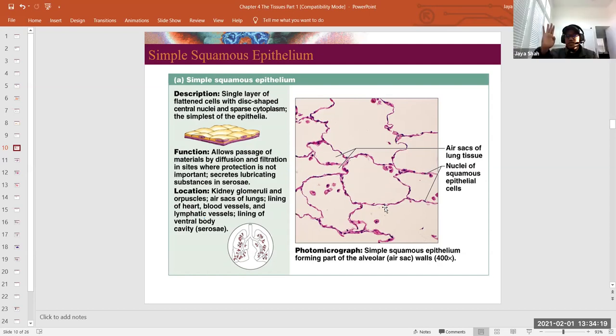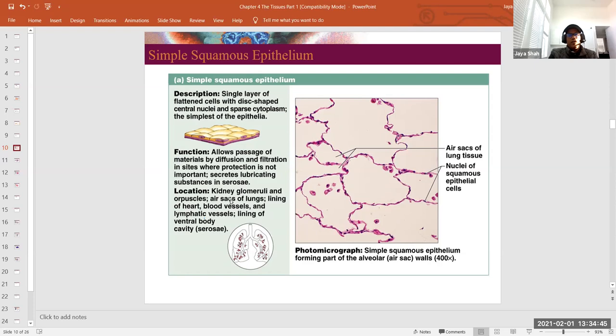Epithelium has three types: epithelium, endothelium, and mesothelium. This is endothelium, yes, because it is inside your body cavity, good. Its function allows passage of material by diffusion and filtration in sites where protection is not important, and it secretes lubricating substance in serosa.